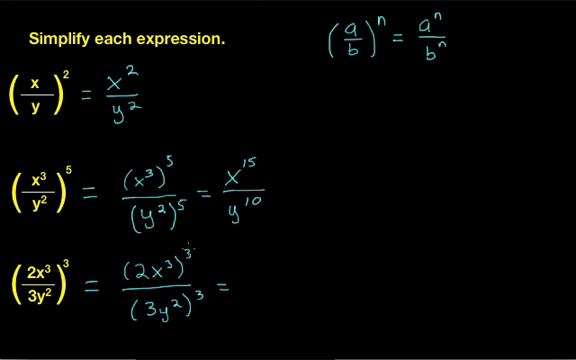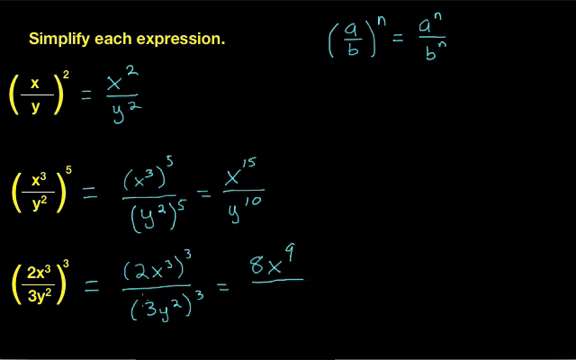So we're going to further distribute this exponent to the 2 and the x cubed, and we're going to distribute the 3 to the 3 and the y squared. So 2 cubed is just 8. And x cubed raised to the third power is just going to be x to the 3 times 3, which is x to the 9th.